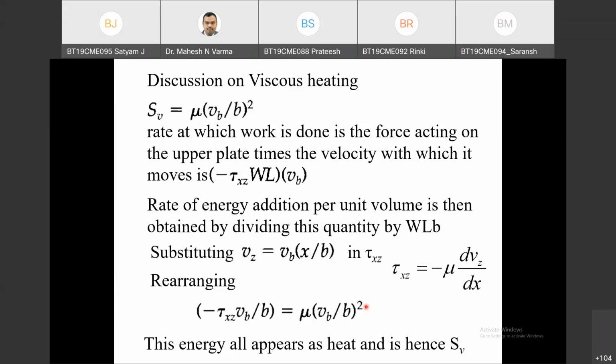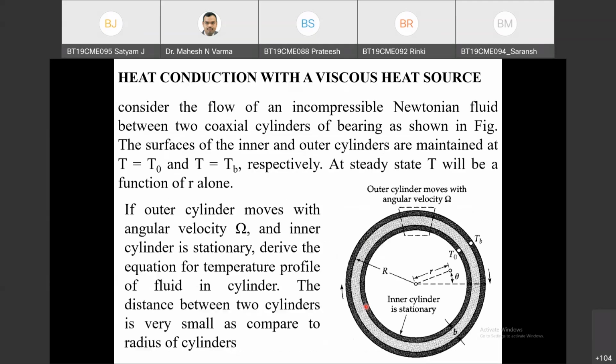Anyway, we'll continue with our problem with this brief discussion over combined energy flux. This is the problem actually. So this is exactly a bearing problem. Consider a flow of incompressible Newtonian fluid between two coaxial cylinders of a bearing, as shown in the figure. So this is the inner cylinder of the bearing, and this is the outer cylinder of the bearing.